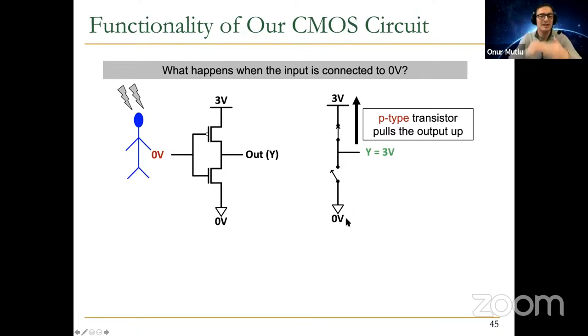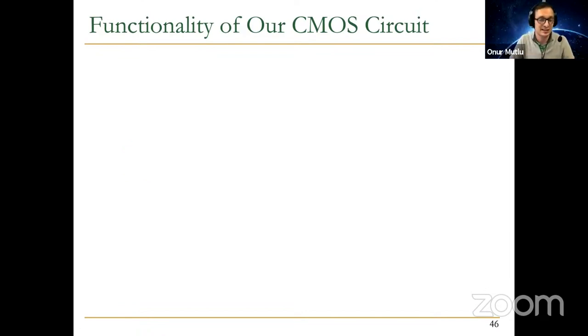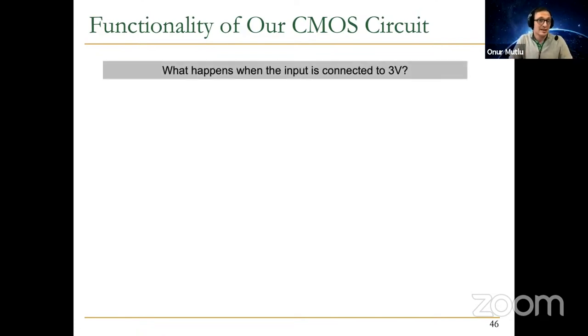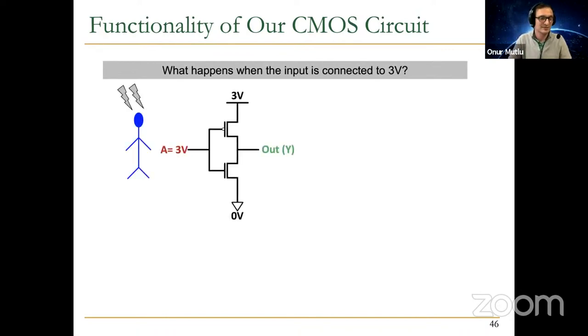That's why we have this complementary metal oxide semiconductor construct. Okay, so let's take a look at what happens when the input is connected to the exactly opposite, 3 volts. So we have the same person over here applying 3 volts to the input voltage of both of these transistors. And what we're going to get over here is, well, let's look at the NMOS again over here. Remember, the NMOS transistor acts like a piece of wire if the gate has high voltage. So this is going to be a piece of wire. So 0 volt will be connected to the output.